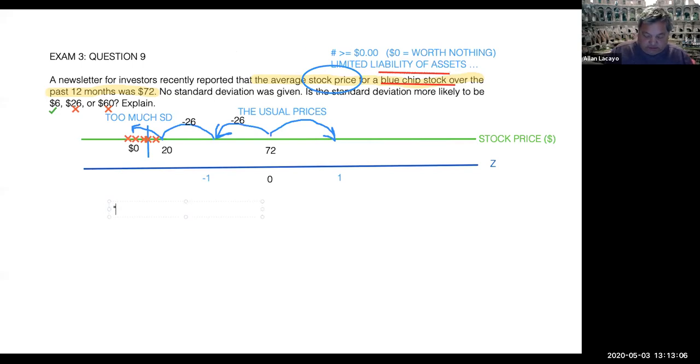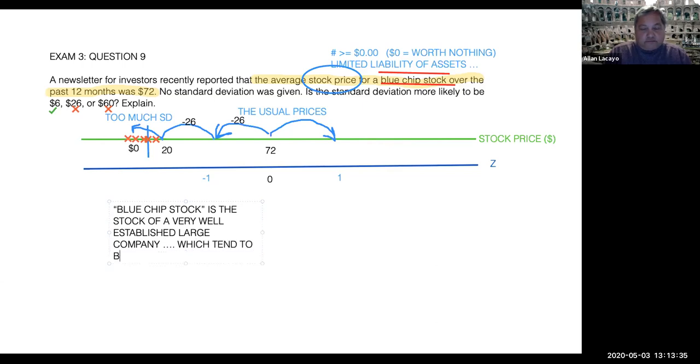Okay. So a blue chip stock is the stock of a very well established, large company, which tend to be companies with little price fluctuation. In other words, they are safe companies to invest in. And what is a safe company? It's a company with a low standard deviation.